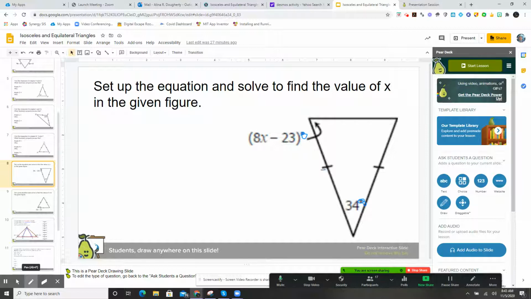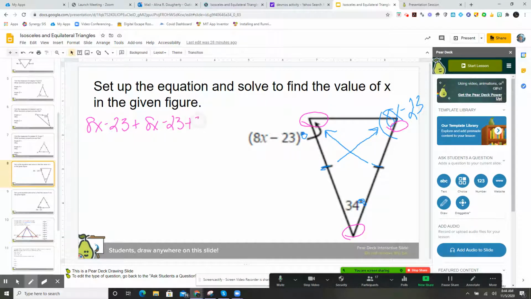We're told that these two sides are the same. If I go through the middle of the triangle, then these two angles are the same. That means this angle at the upper right is also 8x minus 23. So here, because I've got angles, I'm going to add up all of those angles. So angle 1 plus angle 2 plus angle 3 is going to equal 180. 8x minus 23 plus 8x minus 23 plus 34 equals 180.